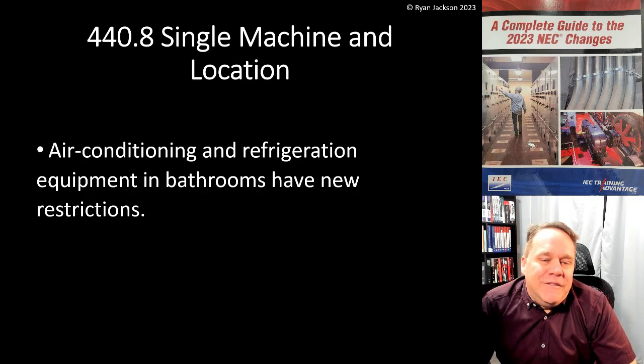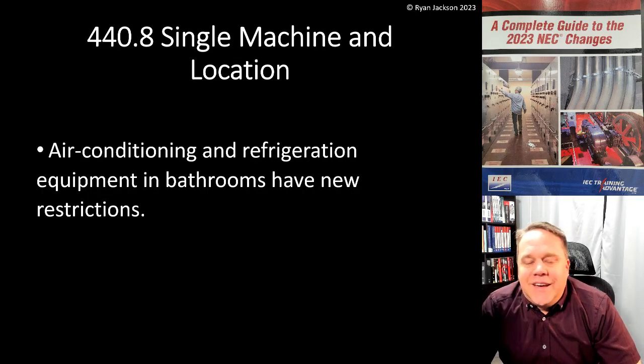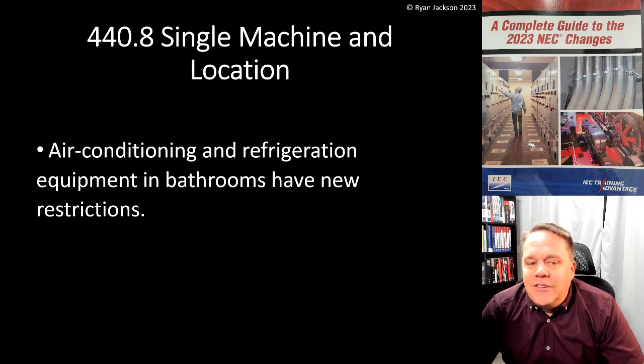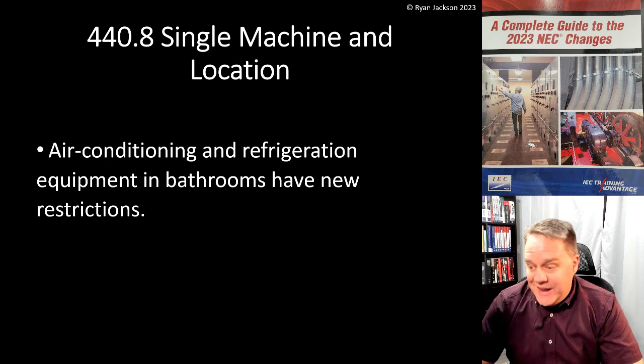Let's continue on with the 100 days of the 2023 changes to the National Electrical Code and talk about Article 440, which is air conditioning and refrigeration equipment. Okay, 440.8, single machine and location. Air conditioning and refrigeration equipment in bathrooms have new restrictions.